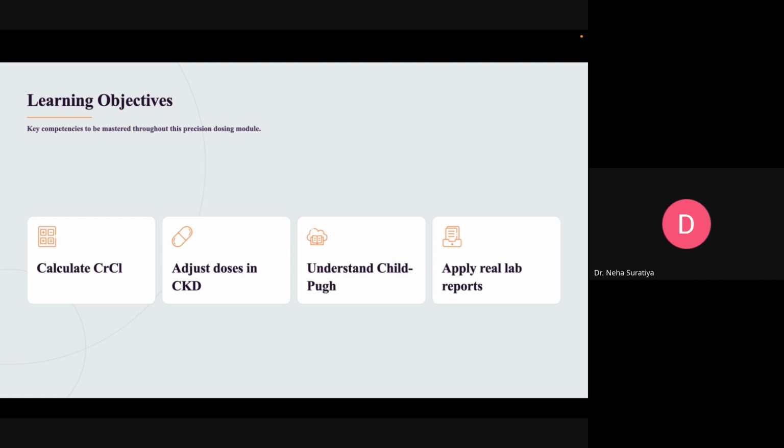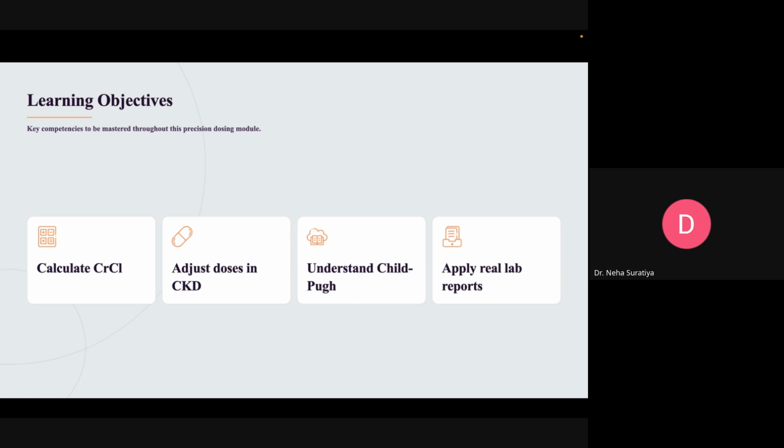And the fourth is, as usual, we will apply this learning to some real lab reports. Now, this is a little bit critical. In real practice, you don't get textbook questions, frankly. You get lab sheets in your hand. Okay, you get some progress notes, you get some medication charts.